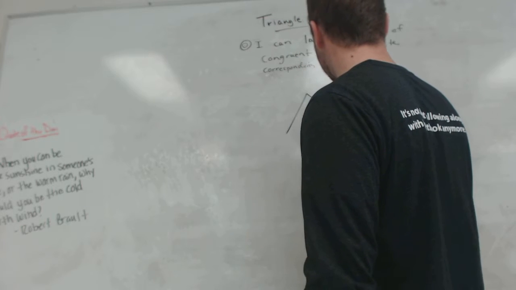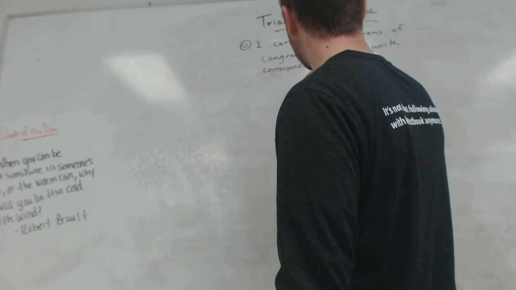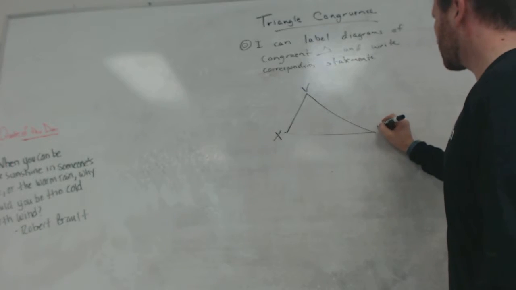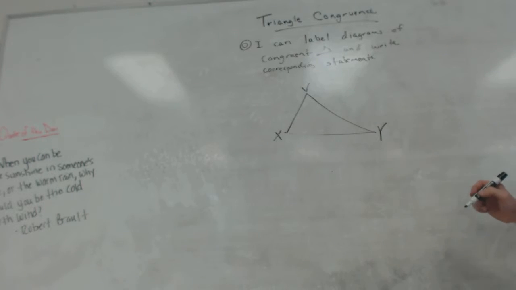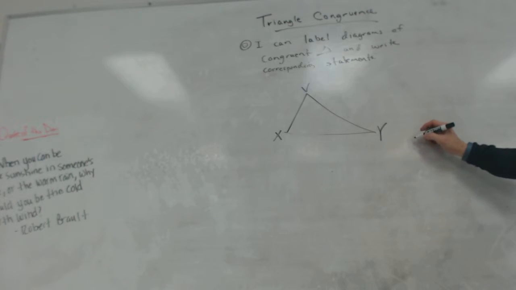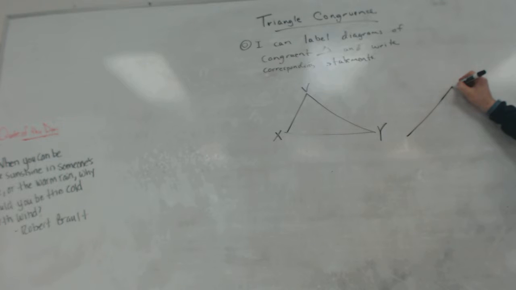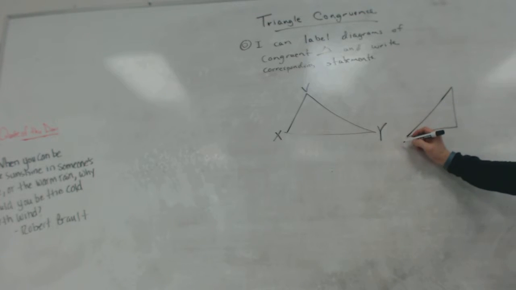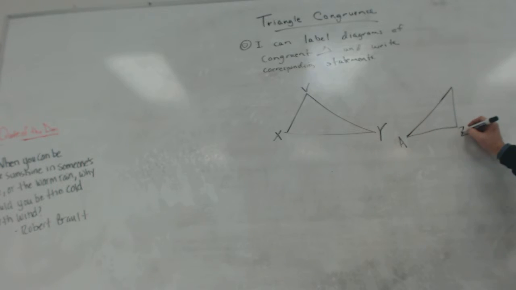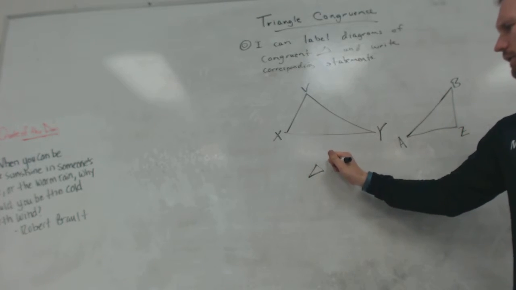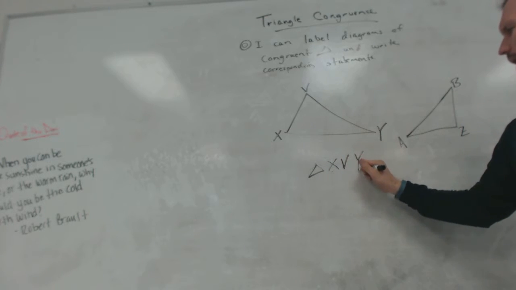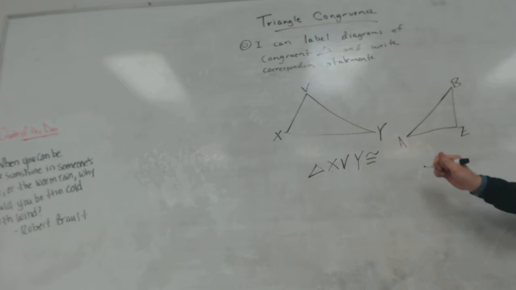All right. What if I have this triangle, X, B, Y, and then let's say I have another triangle here. Doesn't look congruent, but let's pretend it is. Maybe this one is A, C, B. And let's say someone tells us triangle XBY is congruent to triangle BA. Alright, let's try to mark this up.